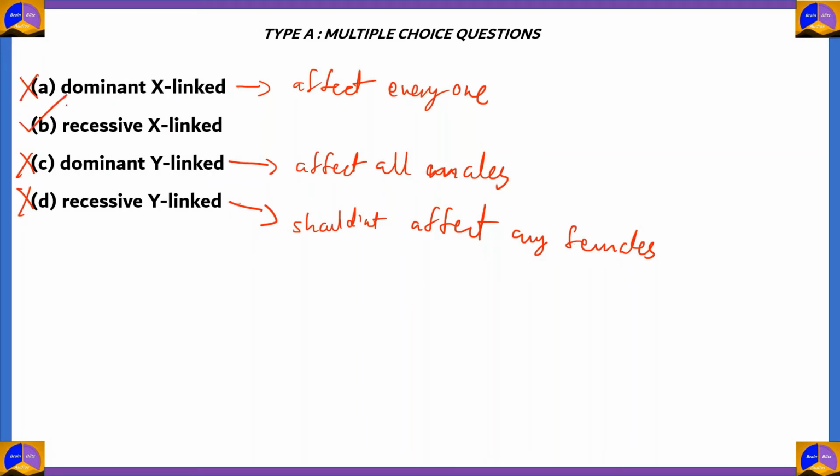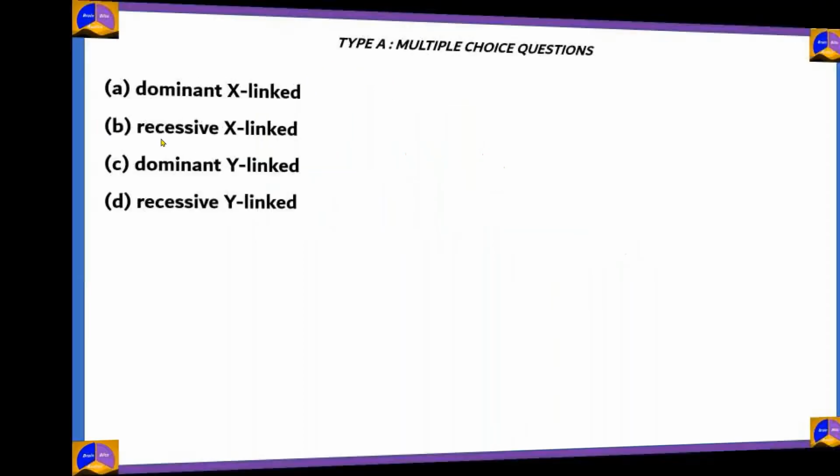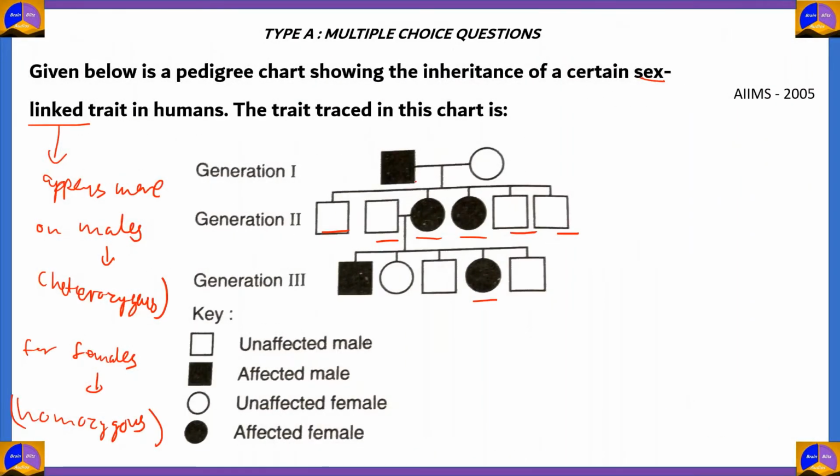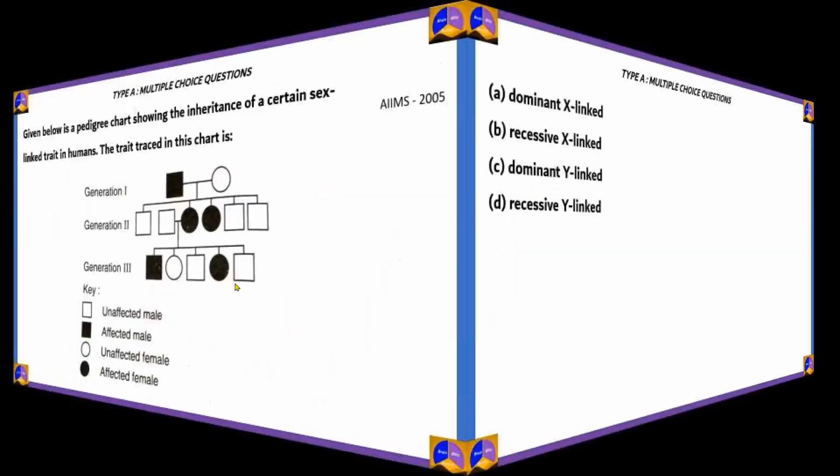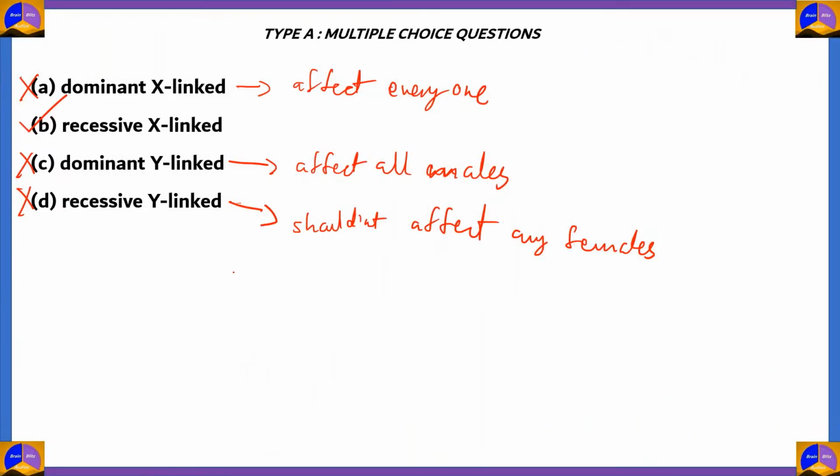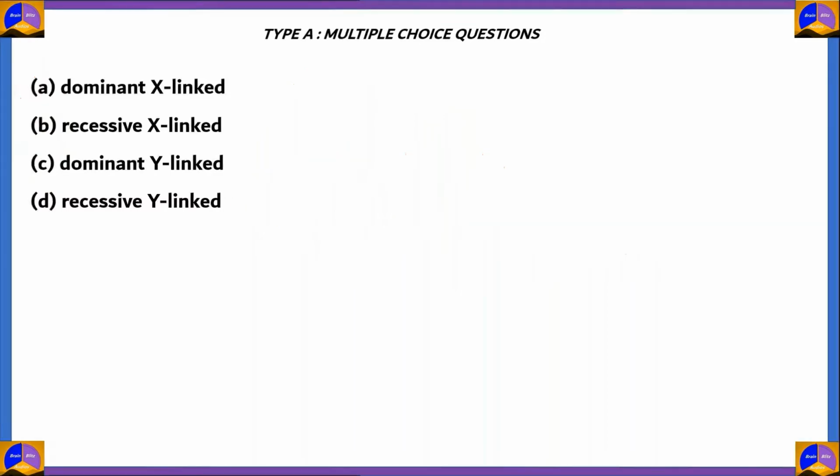The right answer is option B, recessive X-linked. It affects females when it's homozygous, but for males it affects most of the time because they are heterozygous. Okay, so that is our first question.